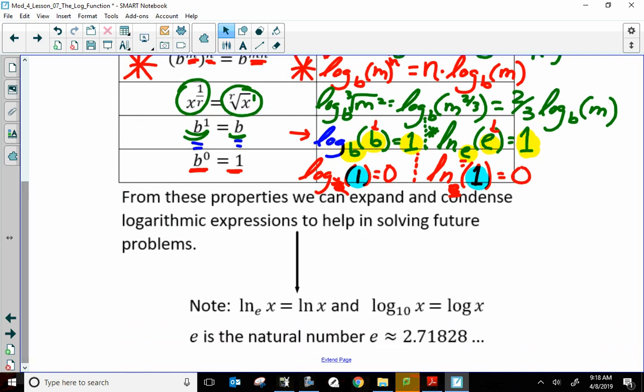And down here, it talks more about e. ln of x equals the ln of x, because e is our base. We don't have to write e. Okay? And log base 10, if it's 10, you don't have to write the 10 here. If it's anything other than 10, they will write it there for you.